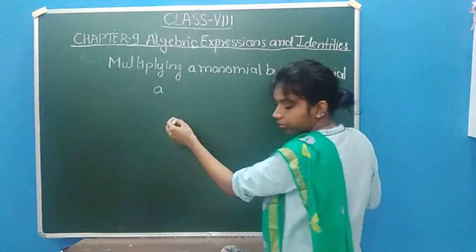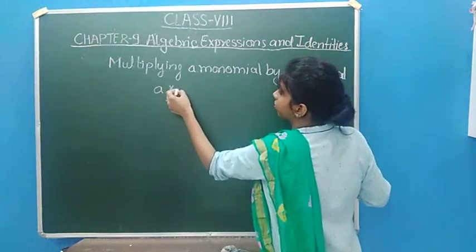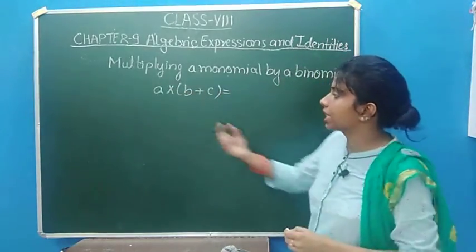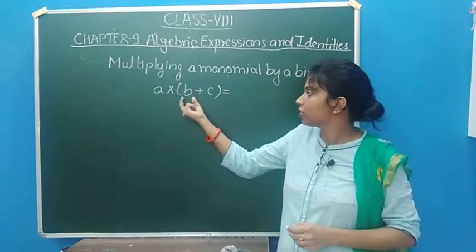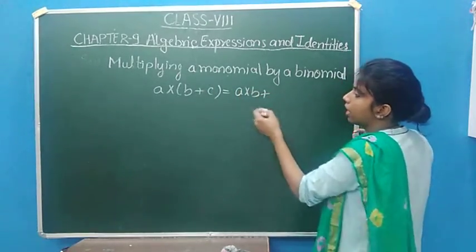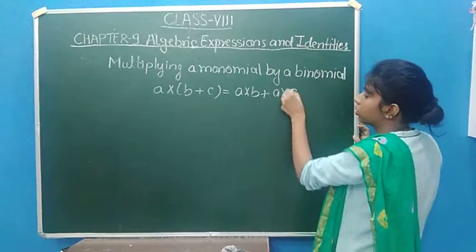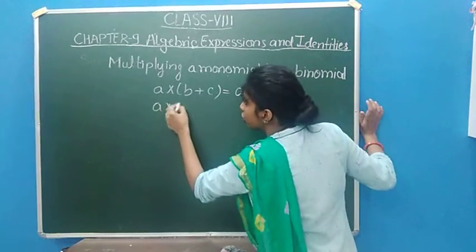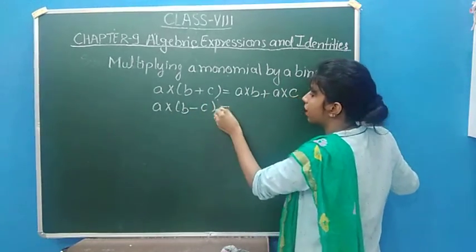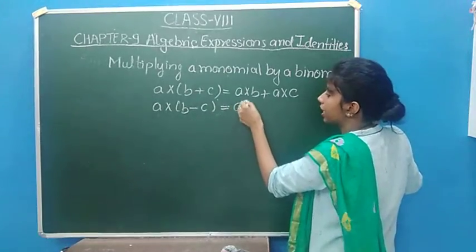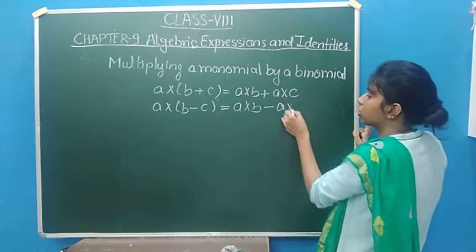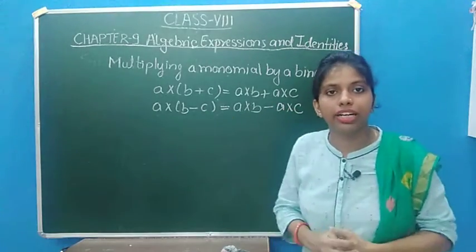Suppose I have A into B plus C, then how are we going to do this multiplication? We have to multiply this A with both the terms. So it is A into B, then plus A into C. Similarly, if we have A into B minus C, according to the distributive property we multiply with the first term, A into B, then minus A into C. This is the distributive property, we already know about this.